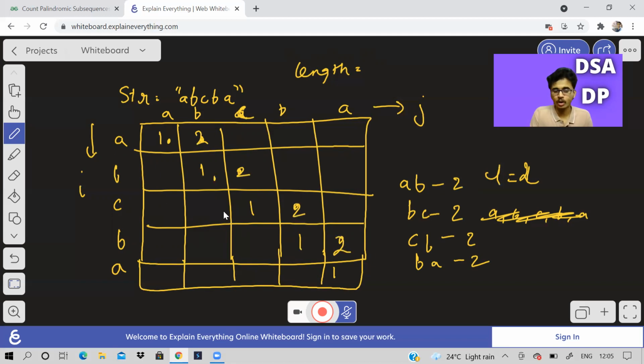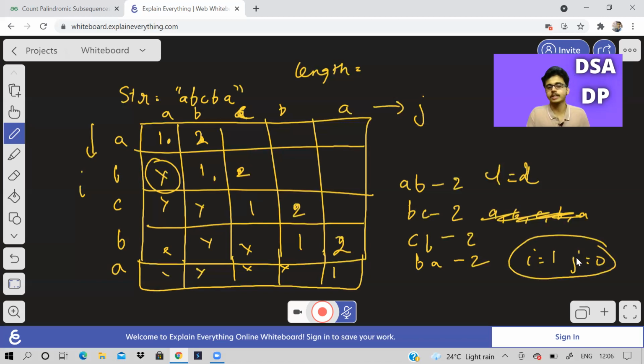And what about this lower triangle? Does it make sense to count in the lower triangle? All these values can be easily neglected, right? Because if I am over here, it means that I is equal to 1 and j is equal to 0. How can a string start from 1 and end at 0? It doesn't make sense. So if I is going to be greater than j, we don't have to do anything. Okay. Now let us consider palindromes of length 3.